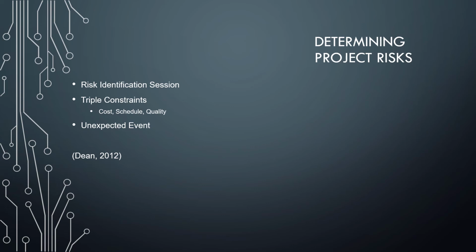However, in order to thoroughly identify risks, we will meet and conduct a risk identification session, which will help the team get a deeper understanding of what risks are possible. And once again, those are going to be related to the triple constraints of scope, time, cost, and quality.